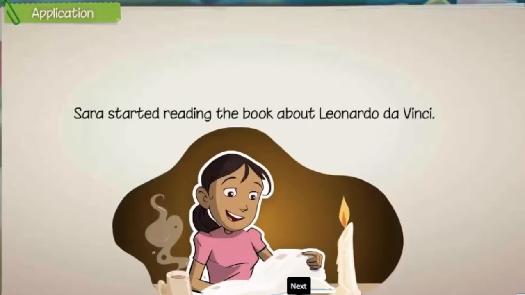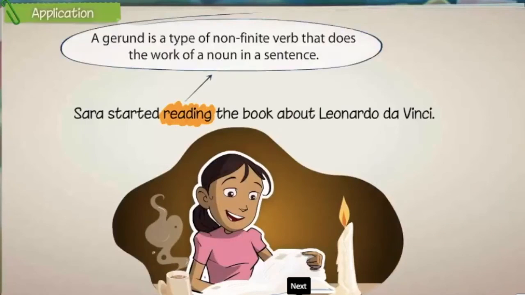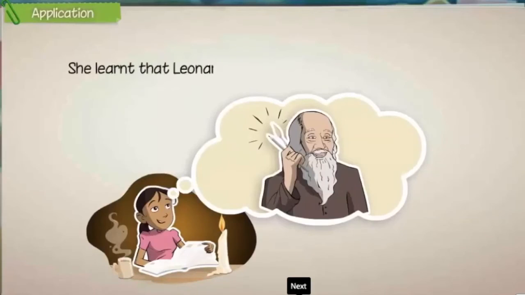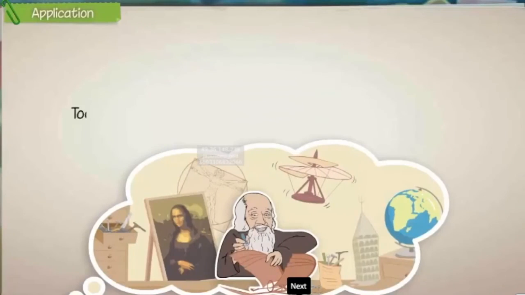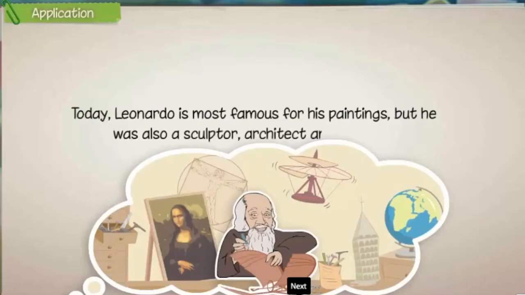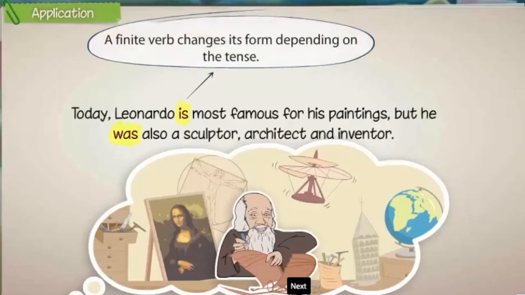Sarah started reading the book about Leonardo da Vinci. Reading. A gerund is a type of non-finite verb that does the work of a noun in a sentence. She learned that Leonardo was a very gifted Italian artist. Today, Leonardo is most famous for his paintings, but he was also a sculptor, architect, and inventor. Is and was. A finite verb changes its form depending on the tense.